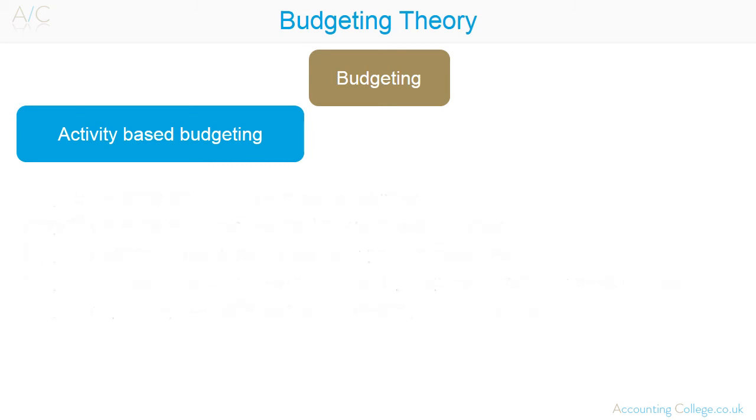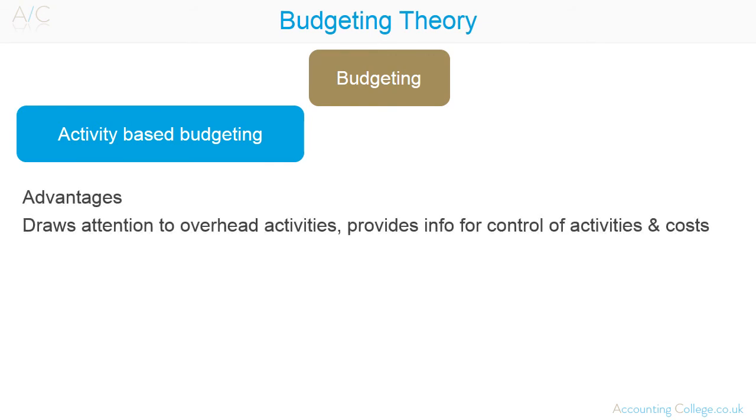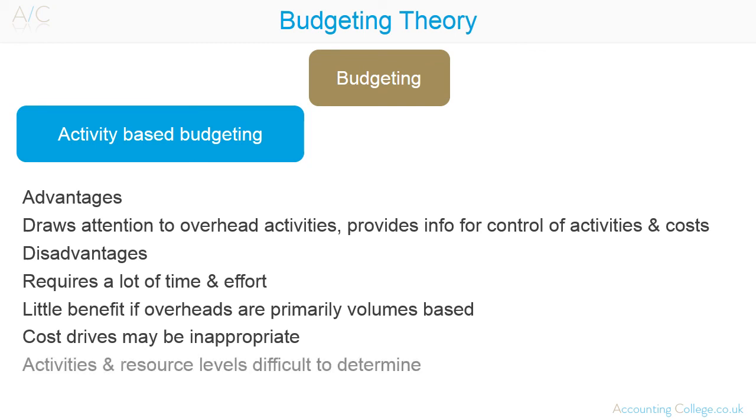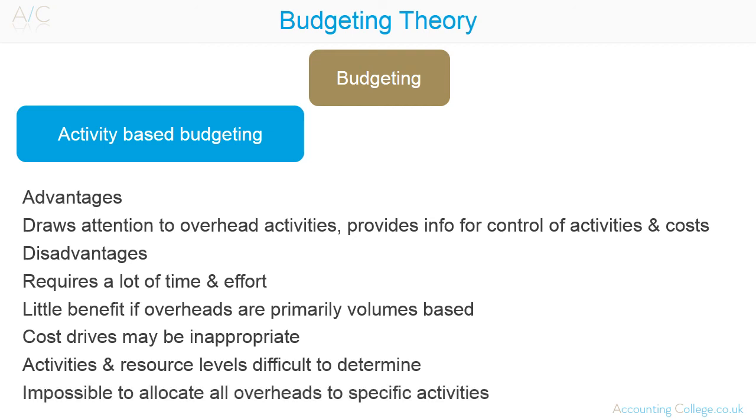The advantages of activity-based budgeting are that it draws attention to the overhead activities and provides information for control of activities and costs. The disadvantages are that it requires a lot of time and effort to produce an activity-based budget. It is of little benefit if overheads are primarily volume-based or form only a small proportion of costs. The choice of cost drivers may be inappropriate. Activities and resource levels may be difficult to determine, and it's impossible to allocate all overheads to specific activities.